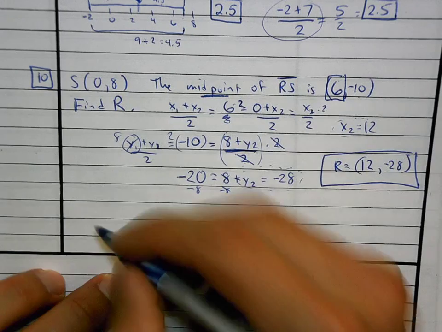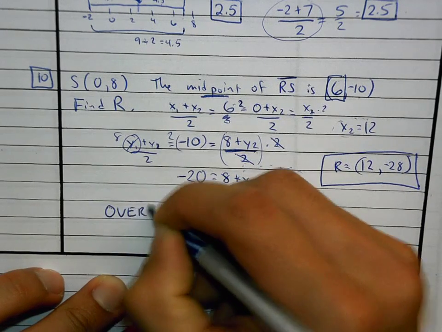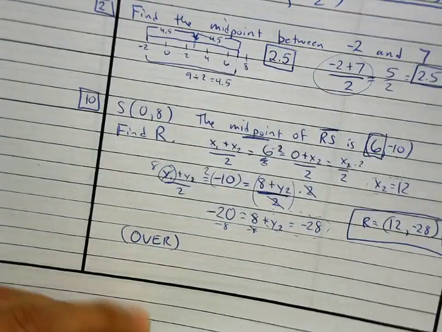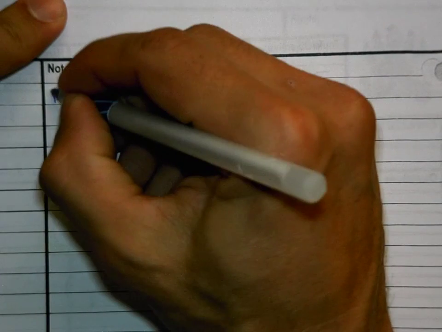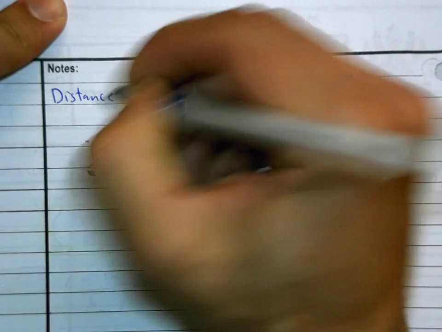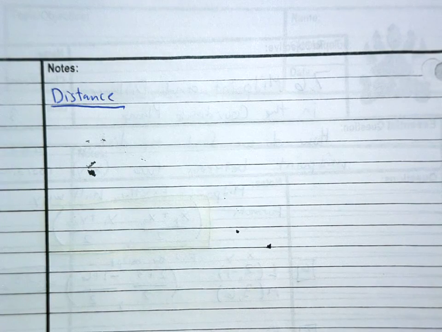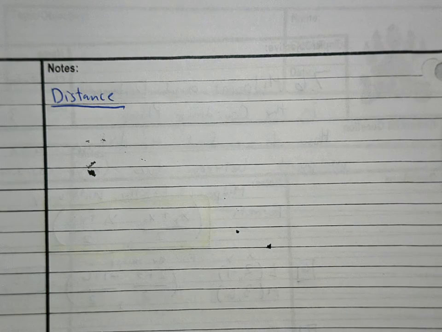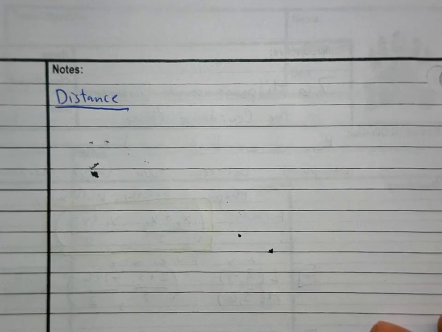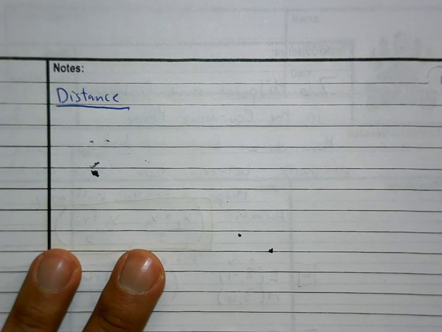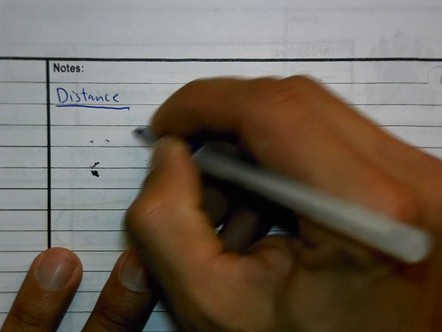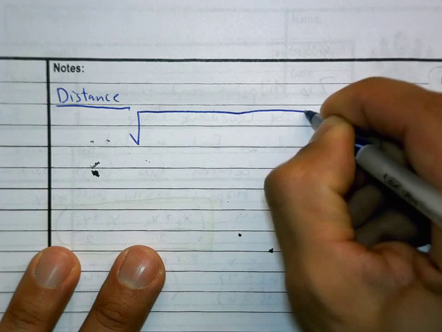Next thing, I'm going to turn this over. Because we are halfway through. We did a bunch of midpoints. Now we're going to do distance. The formula for distance is something that looks complicated. It's called the distance formula. It looks like this. The square root of.